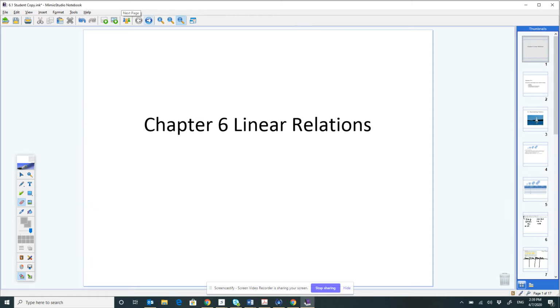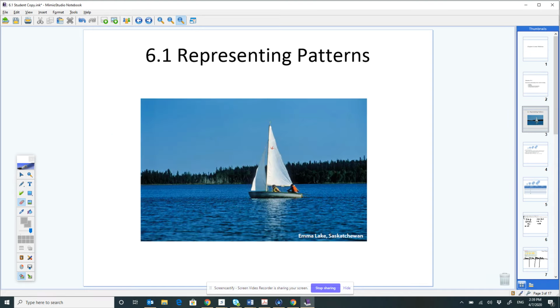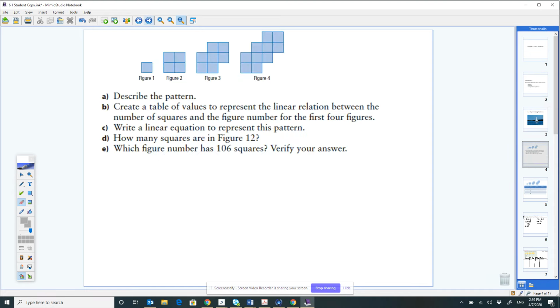Good afternoon. Today we're beginning Chapter 6 on linear relations. 6.1 is on representing patterns. Our goal for these questions is to create a linear equation given a pattern or a series of diagrams.